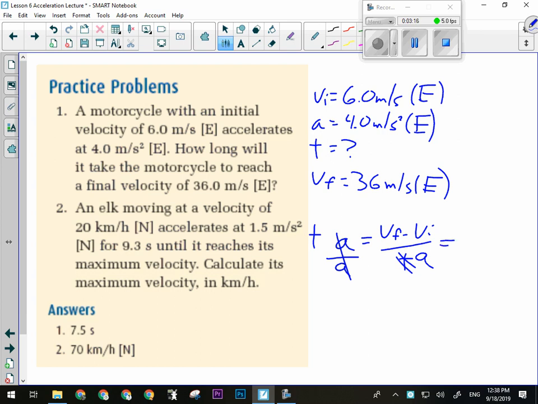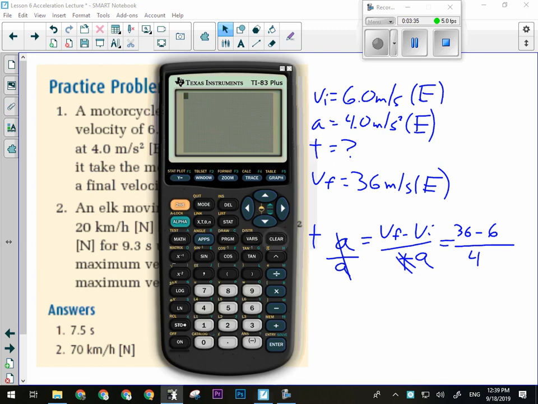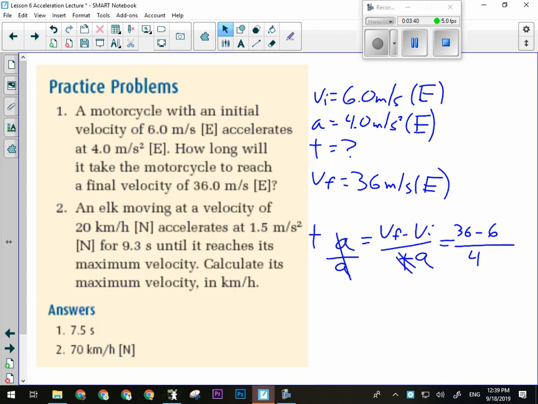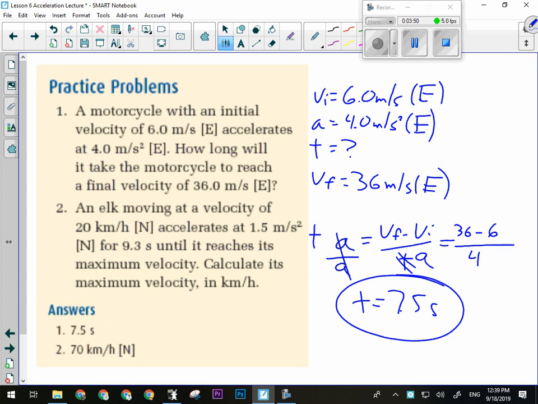So when I do that, I'll have 36 meters per second minus 6 meters per second divided by 4 meters per second squared. So 36 minus 6 is 30. Then we're going to divide that by 4. It's really like 7 point something. So 30 divided by 4 gives me 7.5. Sorry, 7.5 seconds. I'm done with that. So time is 7.5 seconds. Everybody okay with that?